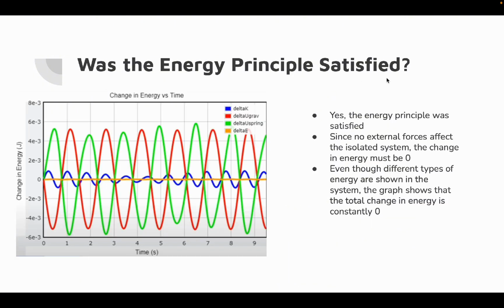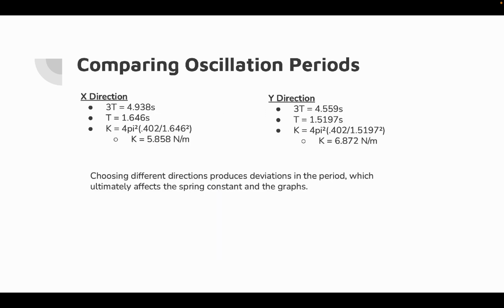So was the energy principle satisfied? Yes, the energy principle was satisfied. As we can see in this graph, it has the different types of energies that were within the system, and since no external forces affected the isolated system, the change in energy was zero. And even though different types of energy are shown in the system, this graph here shows that the total change in energy is constantly zero.